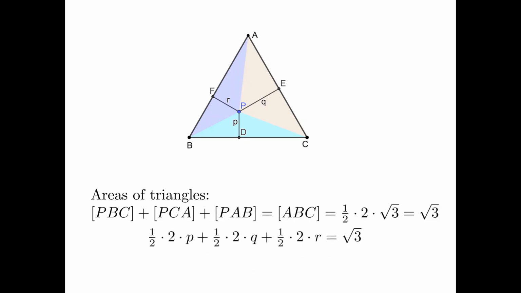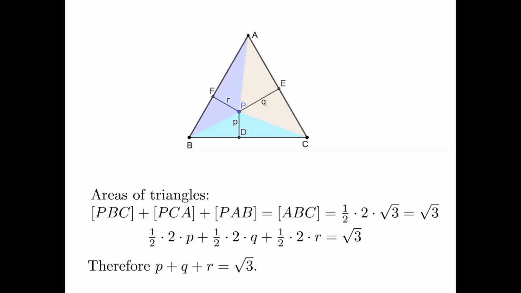On the other hand, for the three smaller triangles, their base lengths are 2 as well. The altitudes are p, q, and r respectively. If they sum up to square root of 3, we end up with the equality p plus q plus r equals square root of 3.